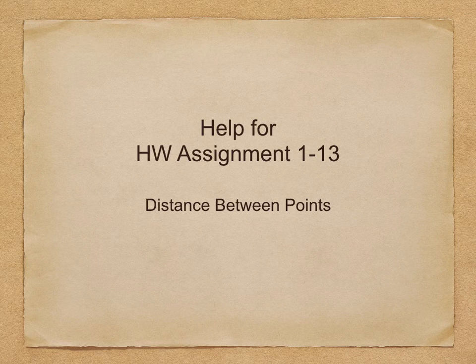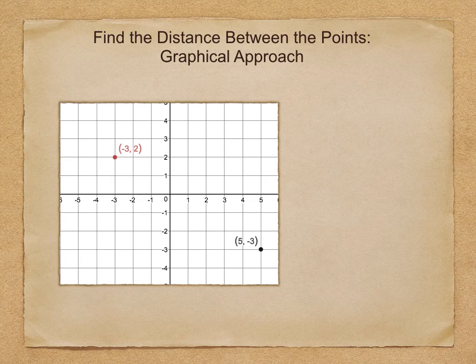Let's review how to find the distance between 2 points. There's a graphical approach where if I were asked to find the distance between these 2 points, I would graph them. I would observe that this is the distance that I'm looking for, and that this is, or could be thought of as, the hypotenuse of a right triangle that I could construct looking like this.